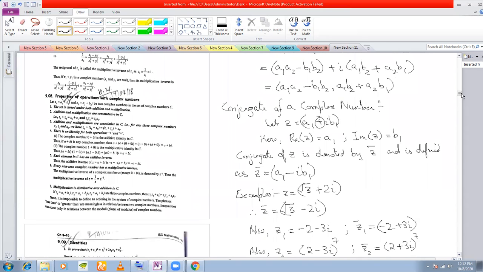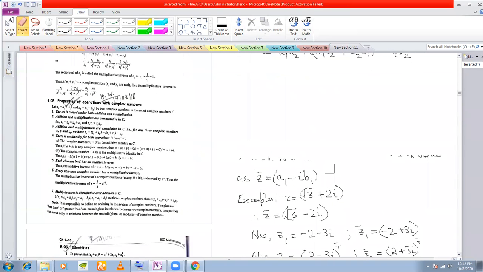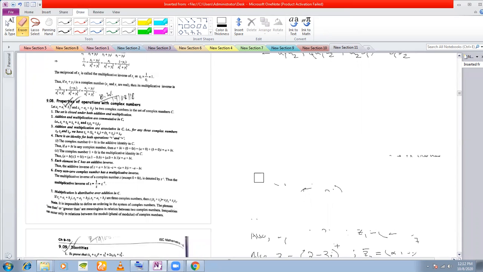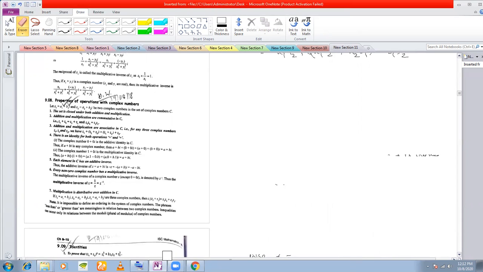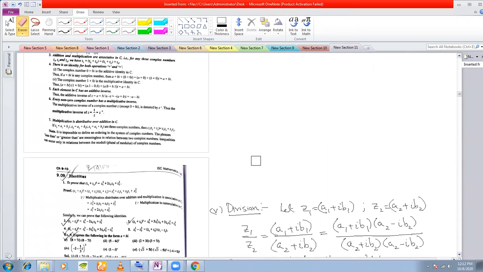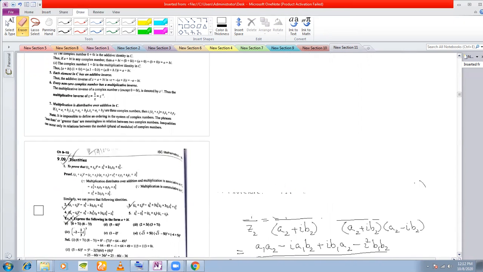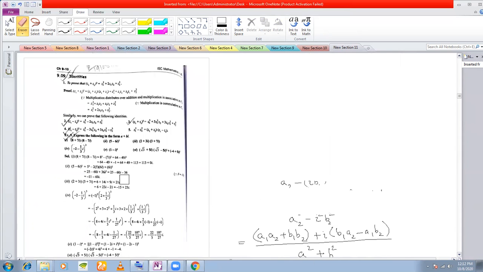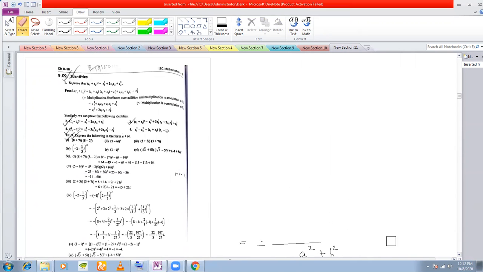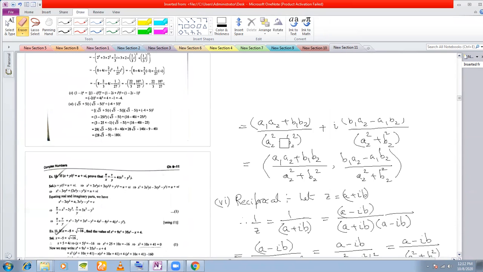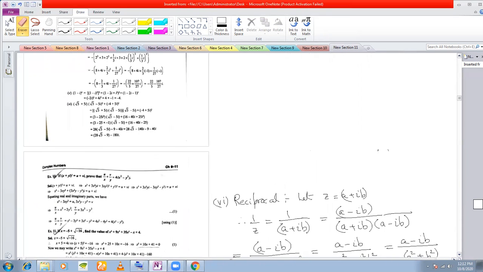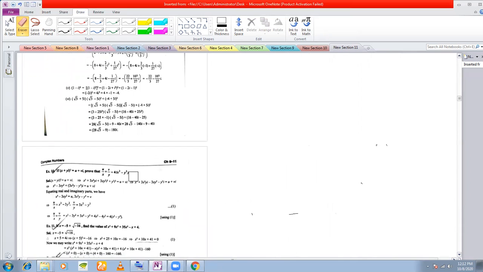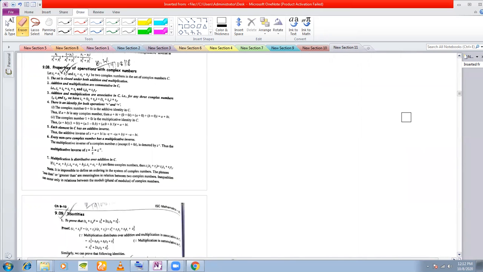Next, properties of operations. Not all the properties you need to remember. Only certain important properties will be required for you to remember. The first property that you need to remember is that the addition of a complex number is commutative. Now, what do you mean by commutativity? That if you add Z1 and Z2, that is Z1 plus Z2, it will be the same as Z2 plus Z1. So, commutativity with respect to addition. First property.